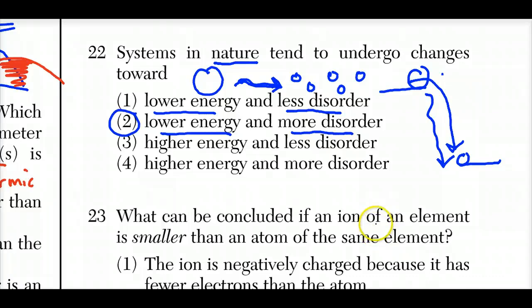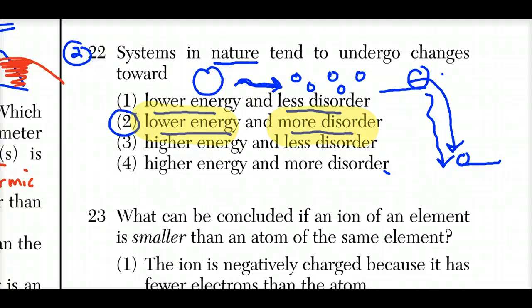So we try to fight it by putting what? Things back in their place, but eventually they become disorganized again. So understand, we tend toward lower energy, as things with high energy are unstable and don't stay in that position, and more disorder. Number 22 is 2.